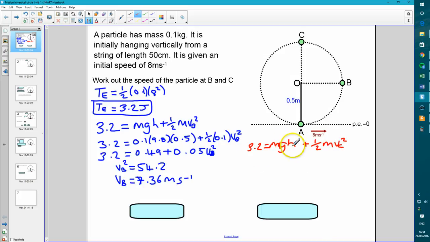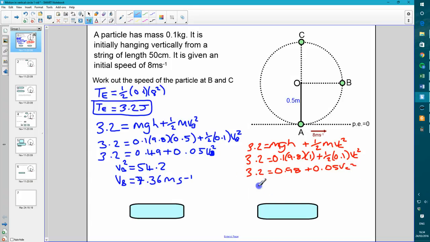Okay, so this time our height's going to be different. This time we have a height of 1, so we're going to have 3.2 is equal to mgh, which is going to be 0.1 times 9.8 times h, which is 1, plus a half of 0.1, and that's going to be vc squared. So tidying that up, we've got 3.2 is equal to 0.98 plus 0.05 velocity of c squared.